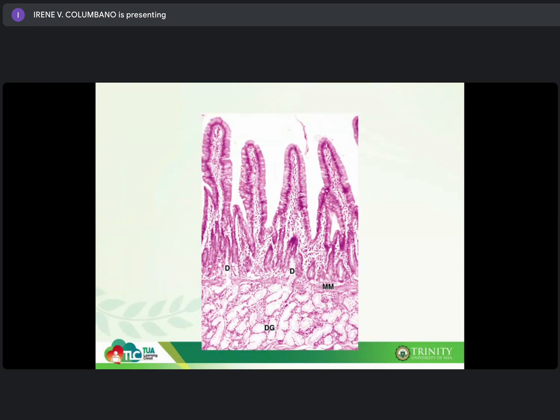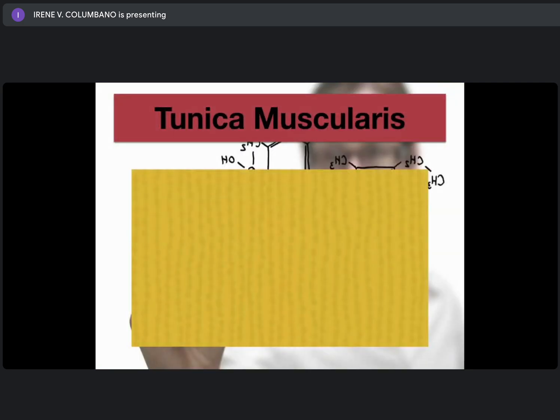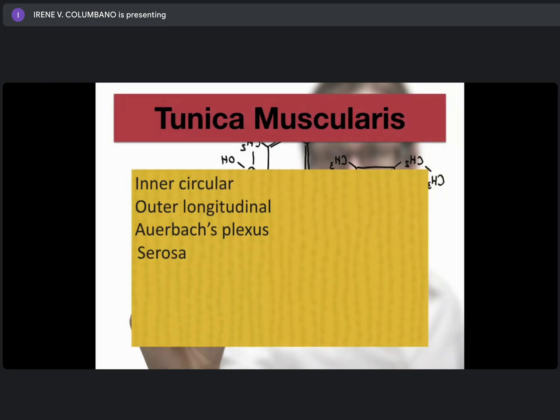Slide of the duodenum. Look at the simple columnar epithelium. Look at the muscularis mucosa and the glands, the duodenal glands. Tunica muscularis, inner circular, outer longitudinal, with our Auerbach's plexus. Again, this plexus is responsible for the innervation for the peristalsis or contraction. And then you have your serosa, which is lined by mesothelium.